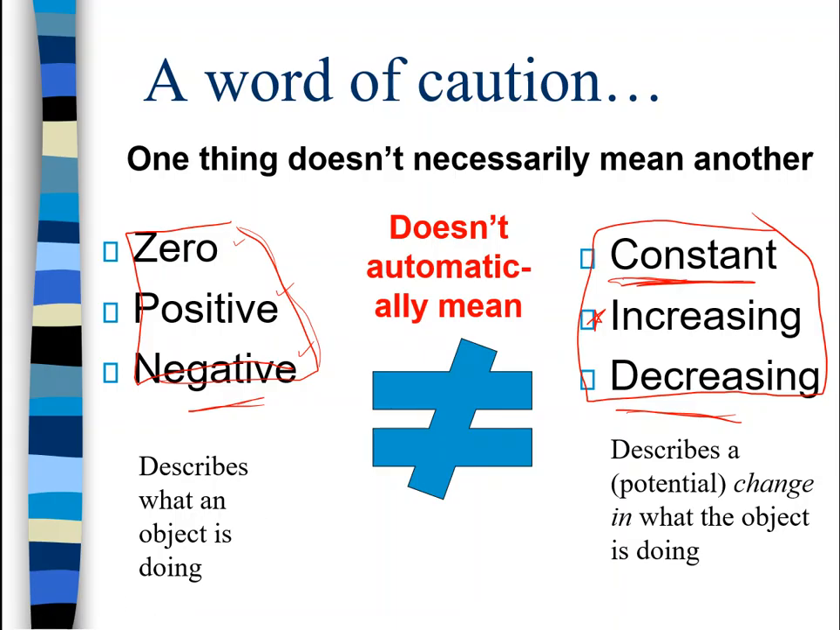Okay, so it's important that we take one descriptor from each column while we are trying to express ourselves. But what I definitely want to emphasize is constant and 0 do not mean the same thing. As I just was saying, you can have a constant velocity that is positive, or 0, or negative. Constant and 0 do not mean the same thing. Increasing and positive do not mean the same thing. Decreasing and negative do not mean the same thing.